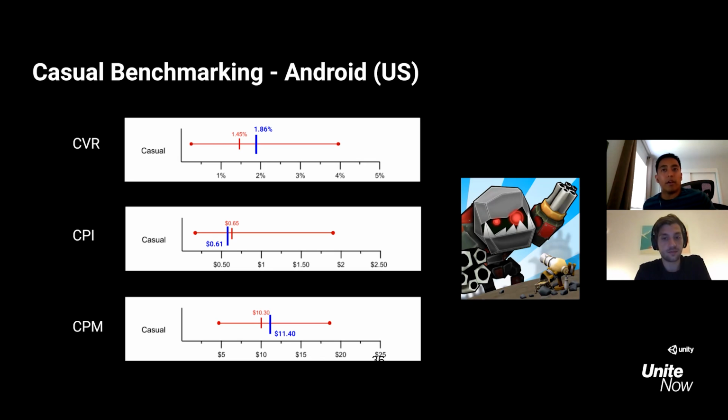And again, a very similar story to Tripledot. High CVR, 1.86% compared to the 1.45% network average. CPI is essentially on par with the network average, but the higher conversion rate with a similar CPI actually allowed it to have a very strong CPM above the Unity ad network average, 1140, which gives it a very high chance to win a high position in the waterfall and display its ad.